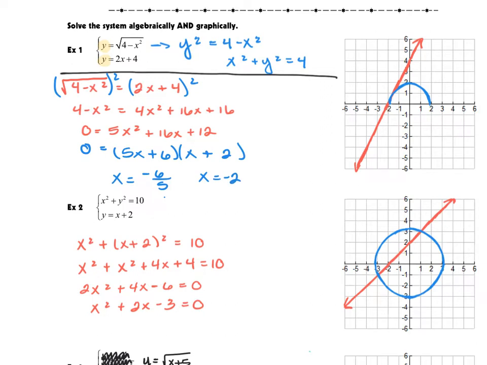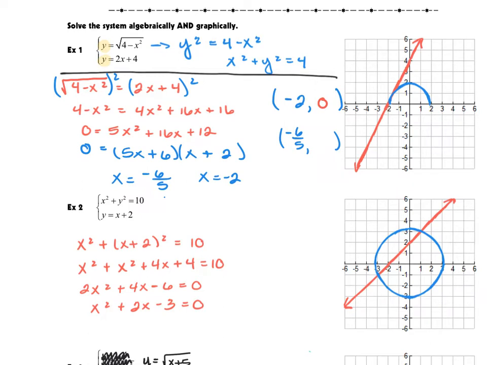Now, when I do that, what I need to know is that those are the x coordinates of separate ordered pairs. This is where students do struggle. So I have an x equals negative 2, and I have an x equals negative 6/5. I'm then going to take those x coordinates individually and plug them back into either one of my equations. It doesn't matter. So when I plug it back into, let's say, the line, because that'll be our easiest, at x equals negative 2, I get a y value of 0, and that makes sense on my picture.